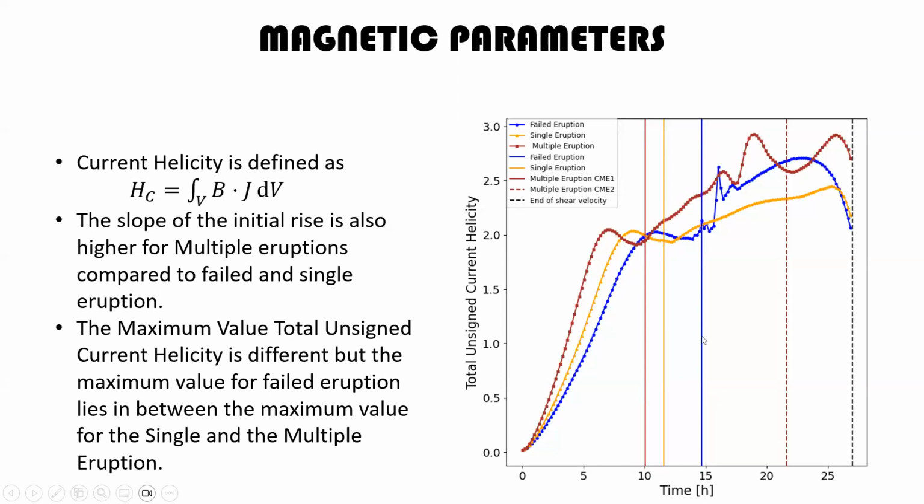And the vertical lines mark the time when the flux rope forms in these three scenarios. We see that even after the flux rope forms, the total unsigned helicity increases. But for the failed eruption case, after the flux rope forms, it lies somewhere between the multiple and the single. So the total unsigned current helicity is also not giving us a clear picture. So the next parameter we studied is the absolute net current helicity.